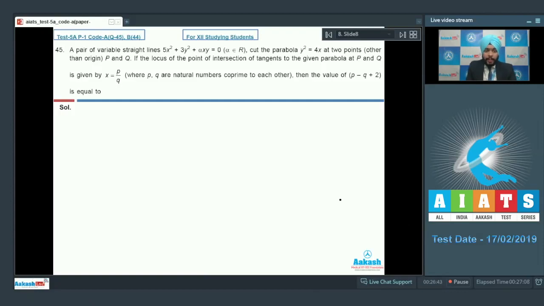So the other 2 points are P and Q. If the locus of point of intersection of tangents to the given parabola at P and Q is given by x equals P by Q, where P and Q are co-prime to each other, then the value of P minus Q plus 2 is equal to what?